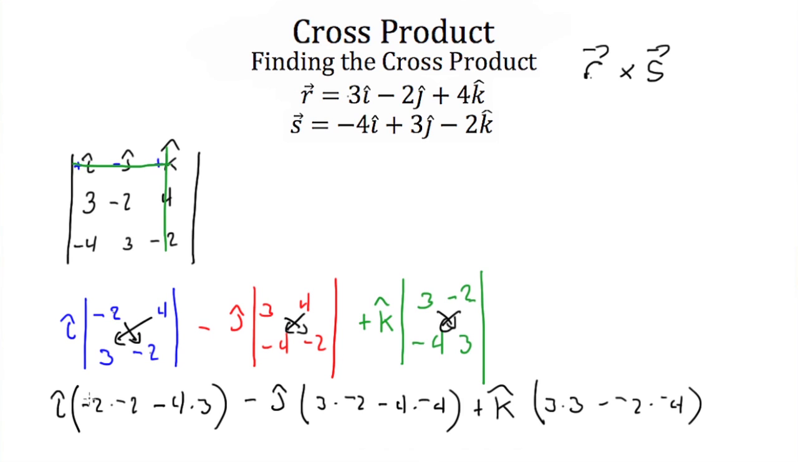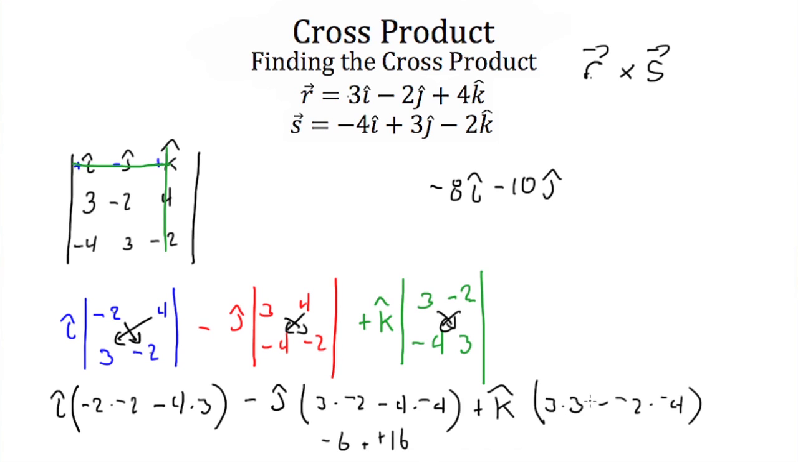Negative 2 times negative 2 is a positive 4. 4 times 3 is 12. Positive 4 minus 12 is a negative 8. So I have a negative 8i. 3 times a negative 2 is negative 6. Minus 4 times negative 4, which is a minus 16. When you subtract a negative, you add. So this is going to be a positive 10. But I have a positive 10 multiplied by a negative j. So this is going to be a minus 10j.